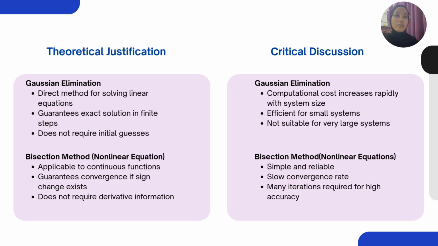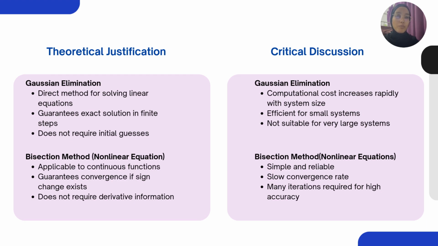While the bisection method is a numerical technique used to solve nonlinear equations. It is applicable to continuous functions where a sign change exists over a given interval. One of its key advantages is that it guarantees convergence as long as the function changes sign within the interval. Additionally, the method does not require derivative information, making it simple and easy to implement, especially for problems where derivatives are difficult to compute.